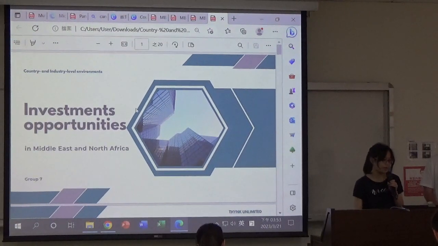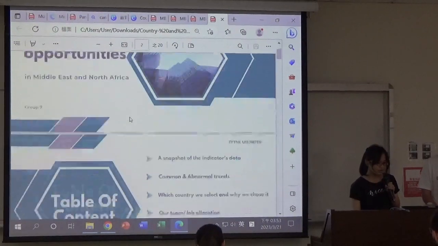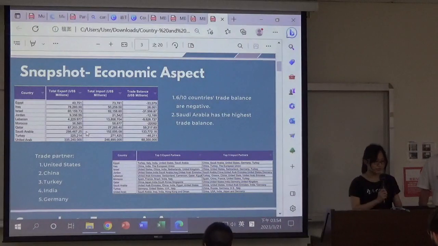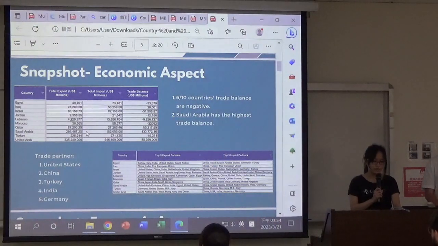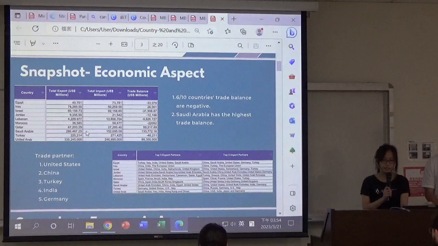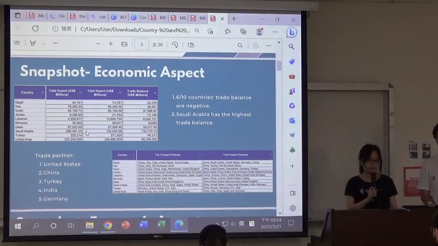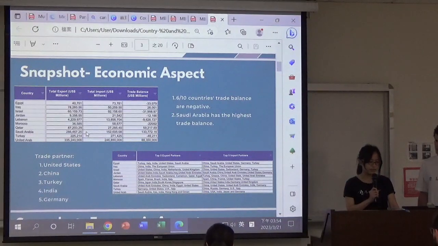Investment opportunities in Middle East and North Africa. And this is our table of contents. In the aspect of the economy, we found that 6 out of 10 countries' trade balances are negative, and Saudi Arabia has a higher trade balance. As for their trade partners, we have found that most of these countries have the United States, China, Turkey, India, and Germany.